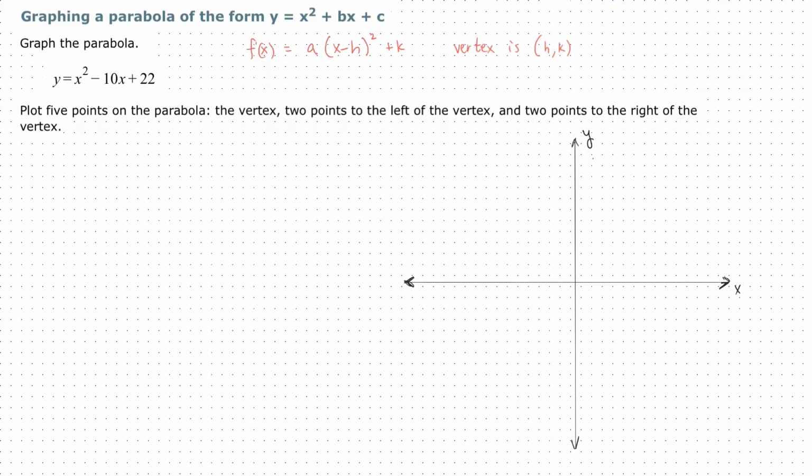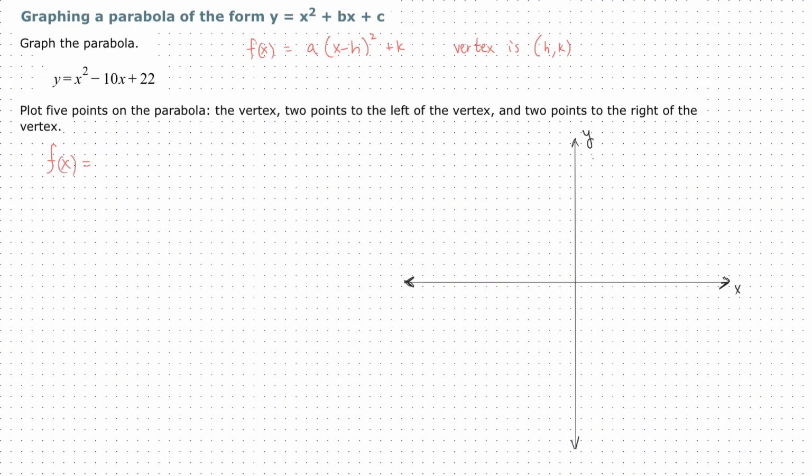The thing that we have to do here is actually complete the square. If we complete the square, we could make this look like its graphing form where we could identify the vertex. So why don't we do that? First, rename y to be f of x.